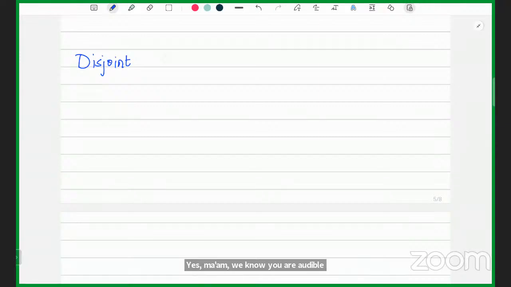Okay. Now we talk about disjoint union of graphs.